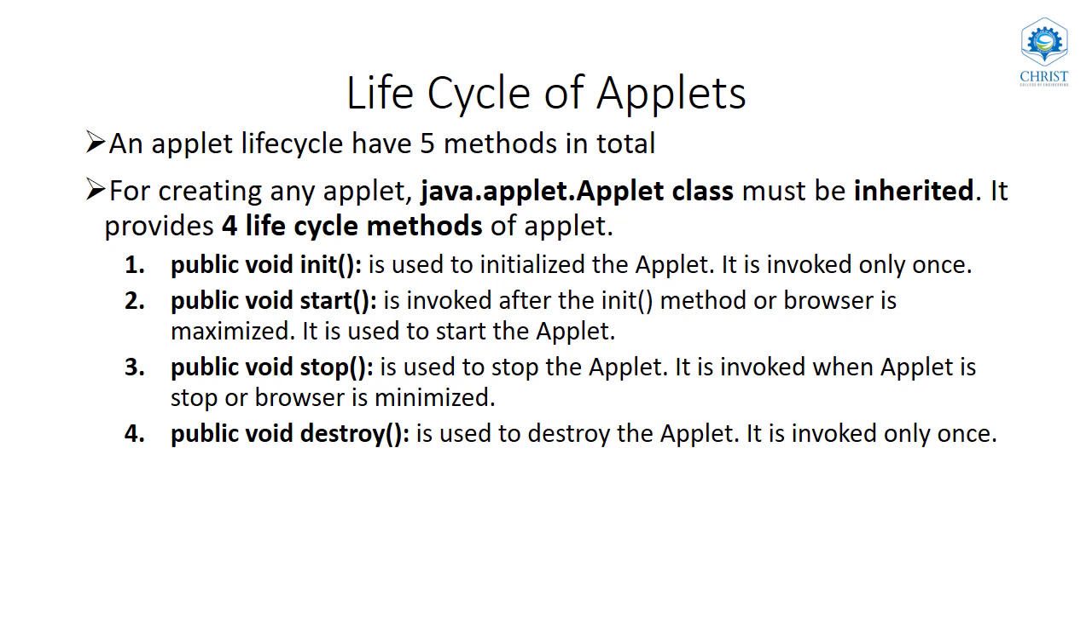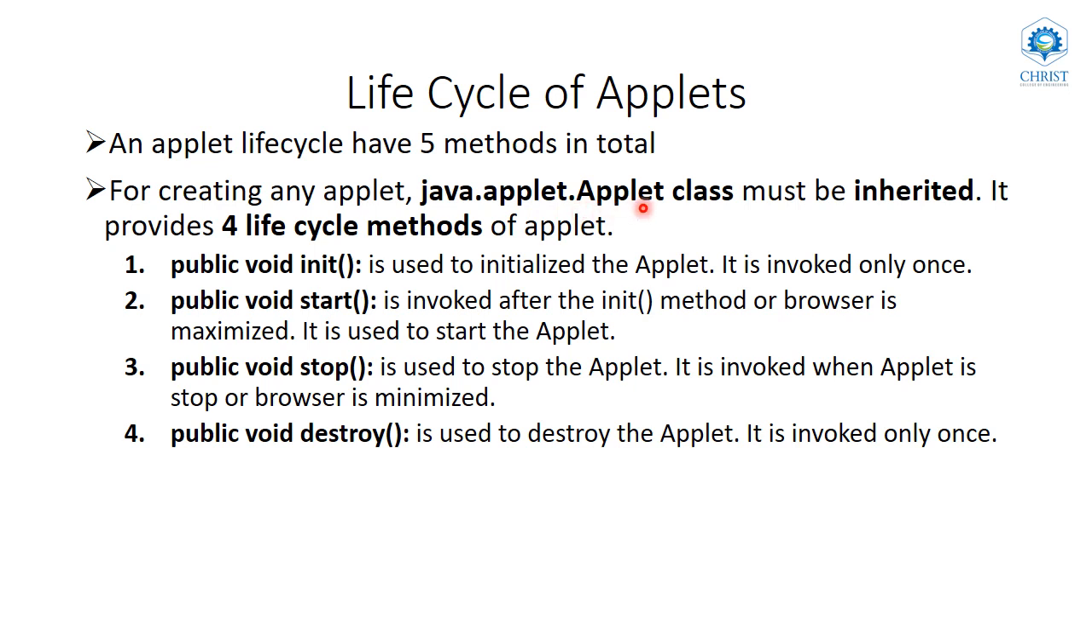Among these 5 methods, 4 methods are given by the Applet class. So the applet lifecycle, as I told you, has 5 methods in total. Among these 5 methods, 4 methods are given by this Applet class. Which are those 4 methods? Once again, an applet lifecycle consists of 5 methods. Out of these 5 methods, 4 methods are given by the Applet class itself.